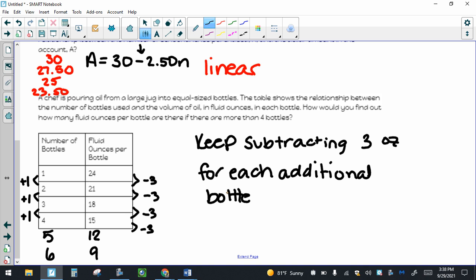Right? So here I'm just describing what the pattern is. It's always minus 3 ounces, minus 3 ounces, minus 3 ounces every time you add another bottle to the stack. So I could do this indefinitely. I could do this until I hit 0 fluid ounces per bottle. It might take me a minute, but it's asking what is the pattern.